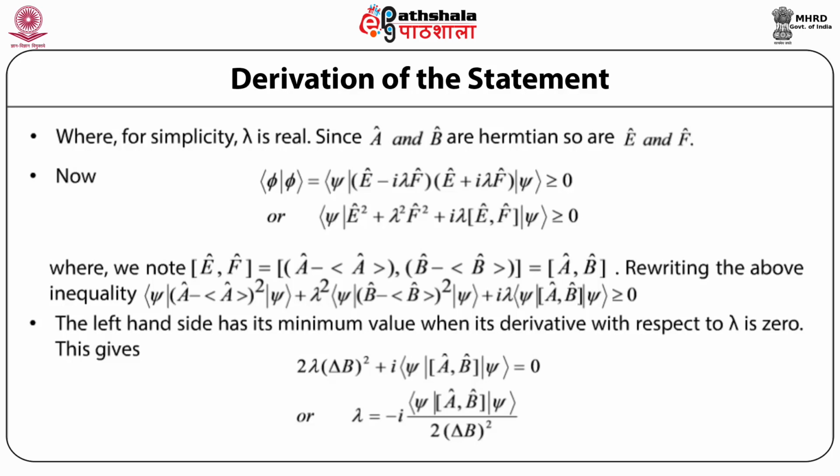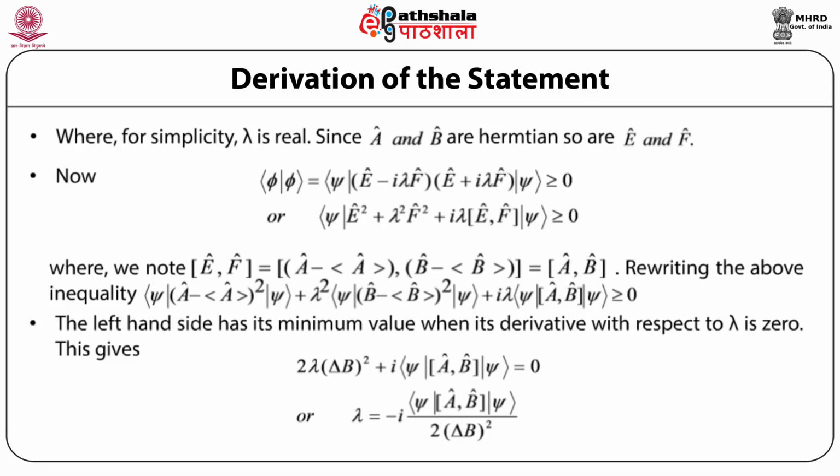where we note that the commutator of operator E and operator F is given by the commutator of bracket open operator A minus expectation value of operator A bracket close and bracket open operator B minus expectation value of operator B bracket close. If we expand this term and solve it, then we get that this is equal to the commutator of operator A and operator B. So we can say that the commutator of operator E and operator F turns out to be equal to the commutator of operator A and operator B.